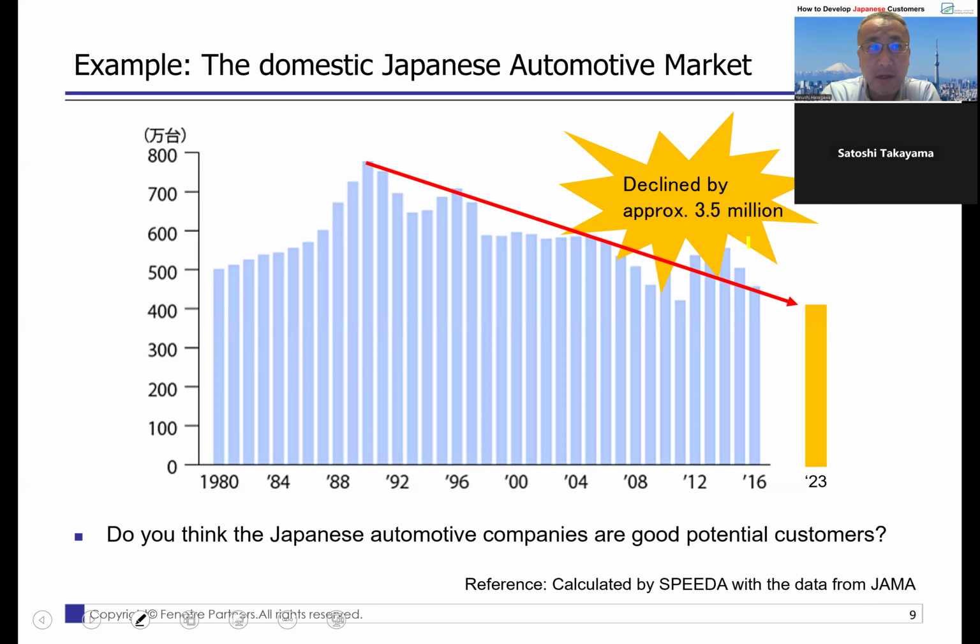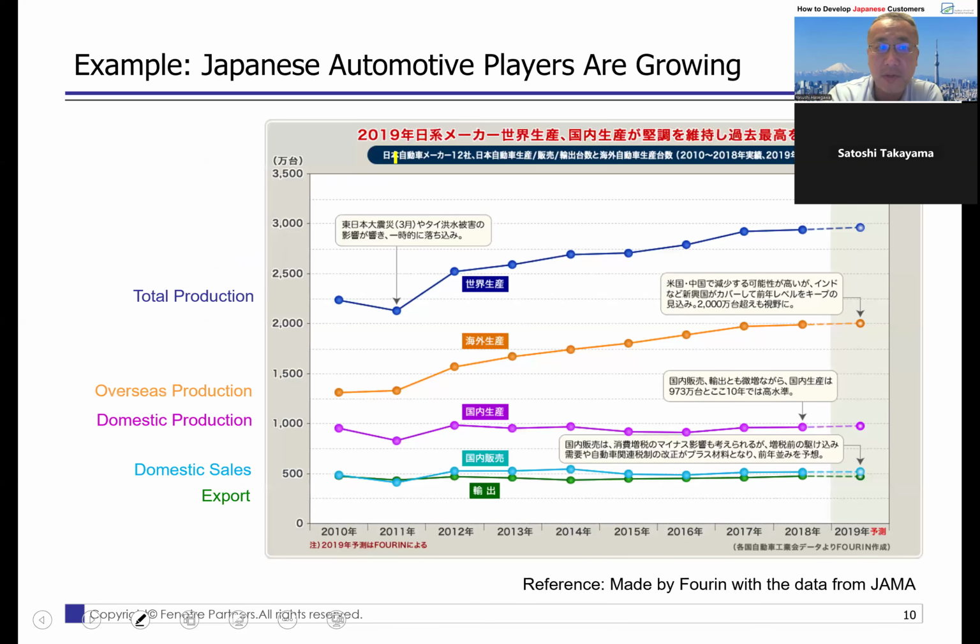And this is a very good example to explain how our economy is tricky. This is a chart about how many cars were sold. In the early 90s, 8 million cars were sold. But now it's almost half. So our domestic market for automotive is rapidly shrinking. However, many Japanese automotive companies are thriving. Why? This is the reason.